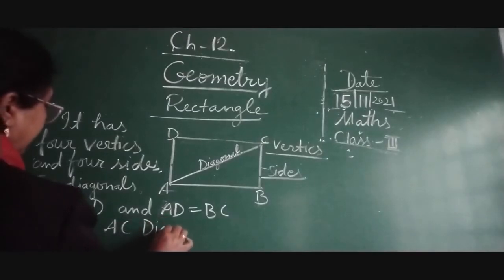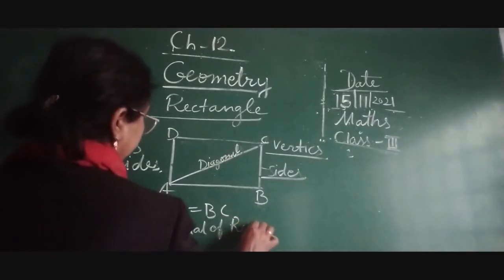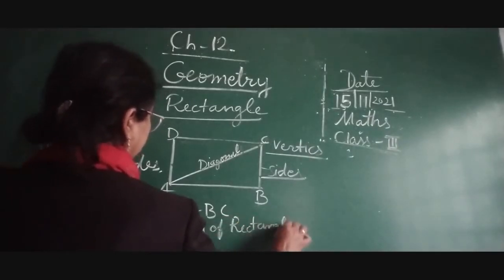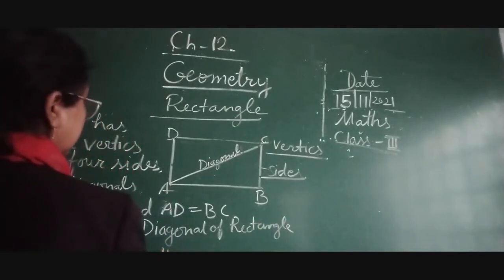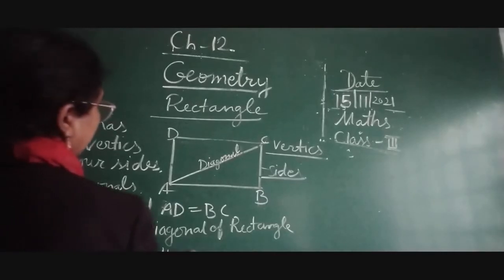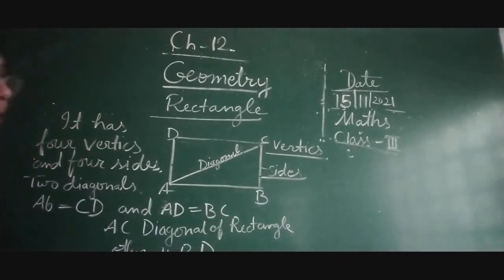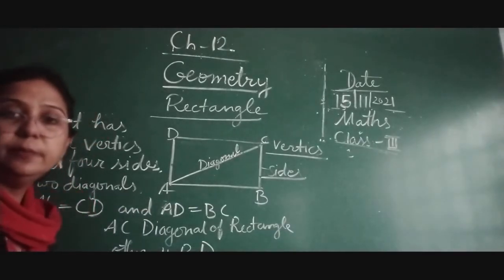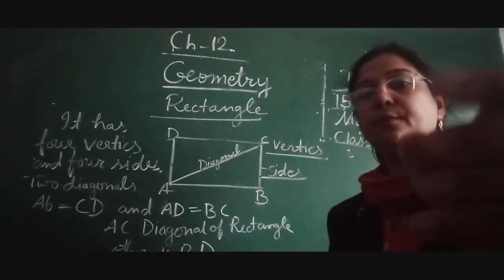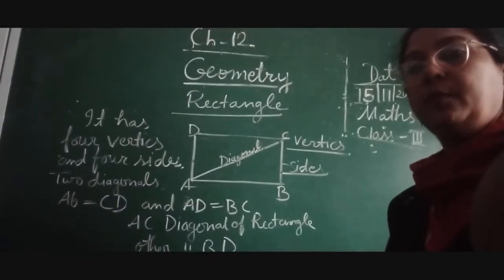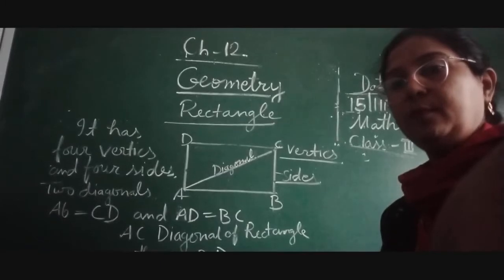diagonal of rectangle, and the other diagonal is, you can see, B and D. So this is the description of rectangle. Okay children, so you just write it down in your copy or complete this.